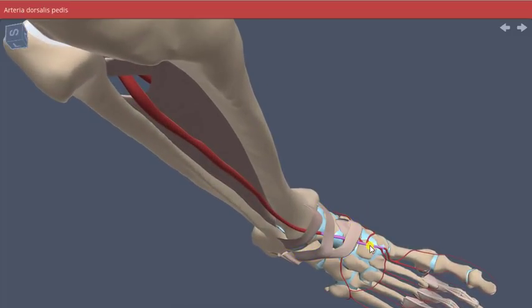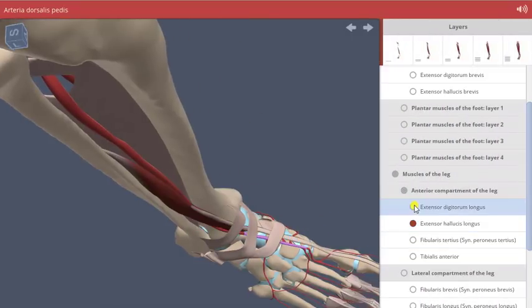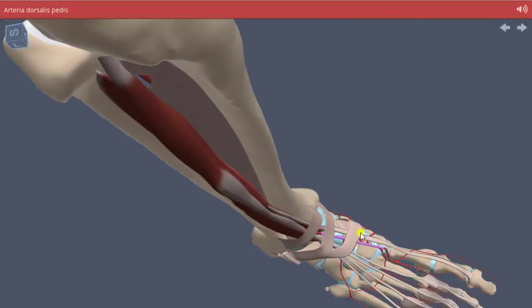Here is the dorsalis pedis artery. The pulse of the dorsalis pedis artery can be felt here over the tarsal bones, between the extensor hallucis longus tendon and the extensor digitorum tendon of the second toe. Here is extensor hallucis longus, and this is extensor digitorum. Dorsalis pedis is located between these two tendons.